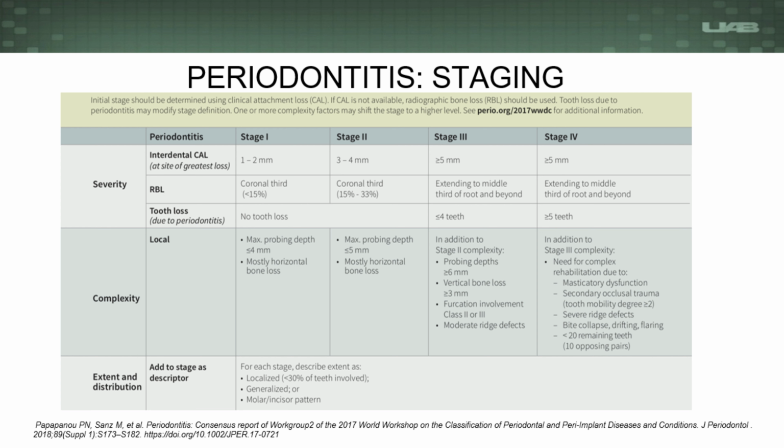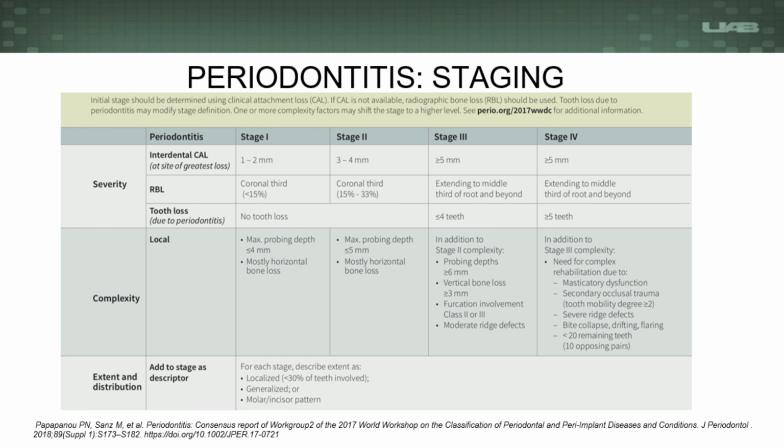these complex patients. There's also an extent and distribution component in this periodontitis staging, and that is describing whether the disease is localized or generalized. This characterization we can only do if we have full mouth charting. And localized is now defined as less than 30% of the teeth being involved. Generalized is more than 30%.